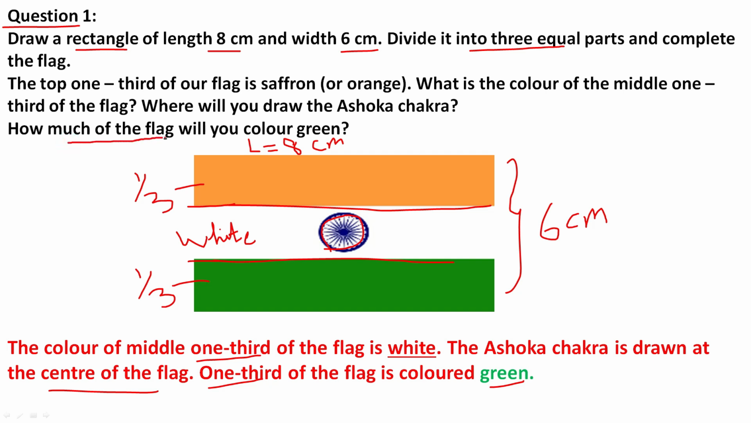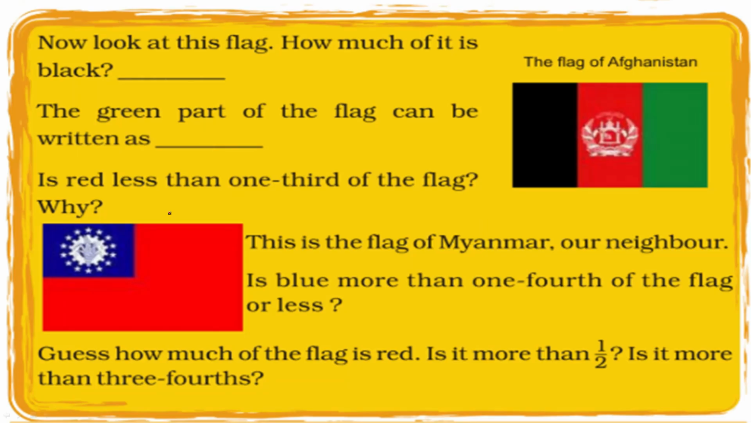How much of the flag will you color green? That is 1/3. The top 1/3 of the flag is orange color, so that is 1/3. What is the color of the middle 1/3 of the flag? It is white. Now look at this flag. This is the flag of Afghanistan.